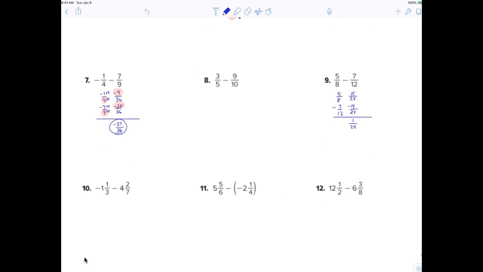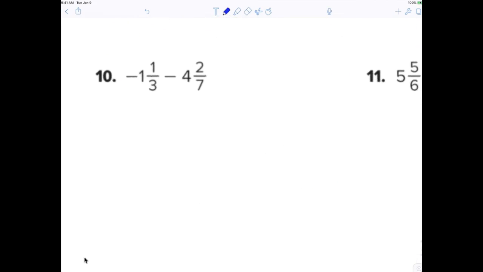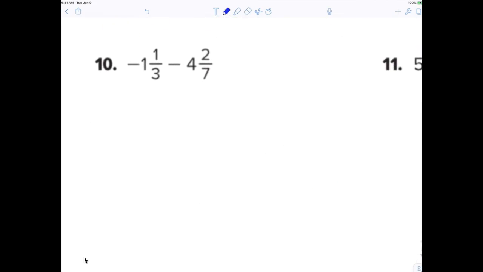All right, here we go. These are starting where we get a little bit more challenging, because we have whole numbers and mixed numbers. All right, Morgan, you ready?